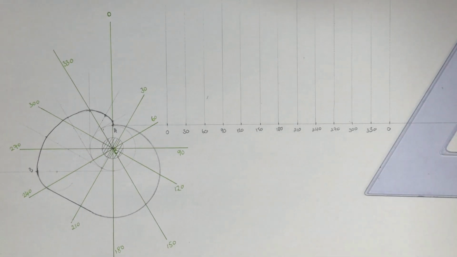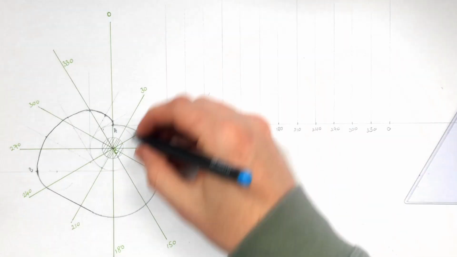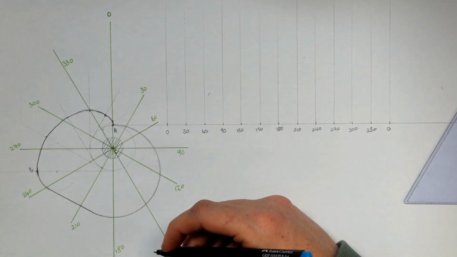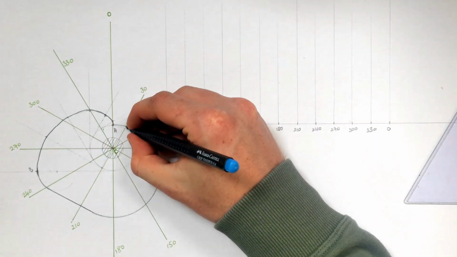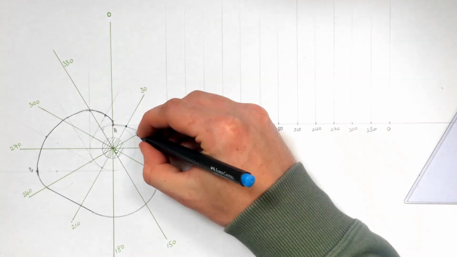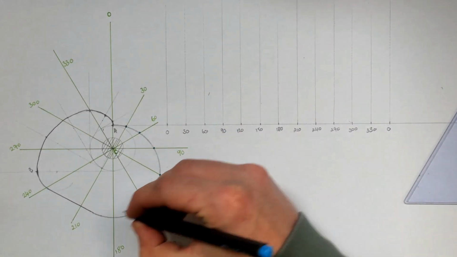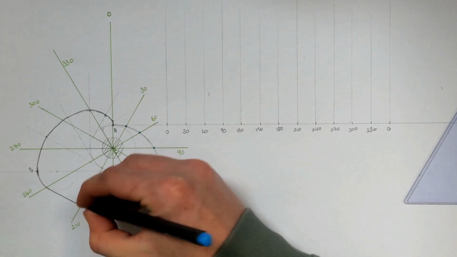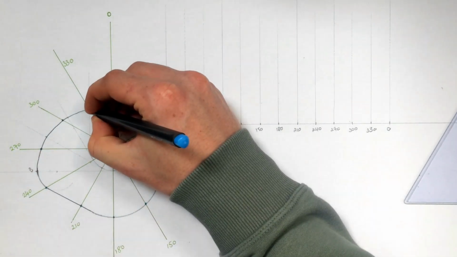Now, essentially what we're focusing on is every point where my 12 divisions hit my cam. So this point here, that point, you can see where all those lines are actually hitting my cam profile. I need to transfer those onto my displacement diagram.